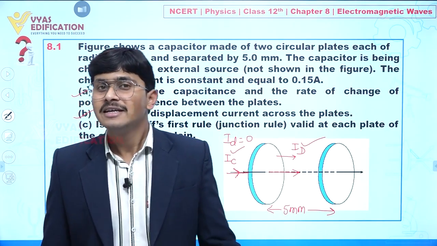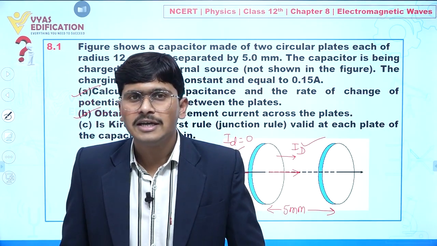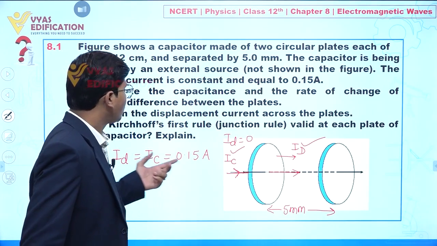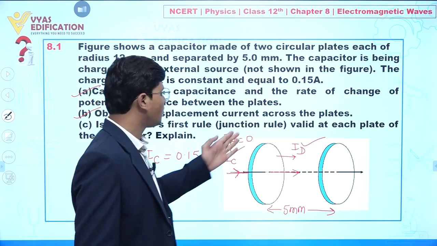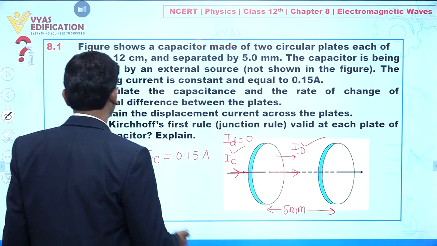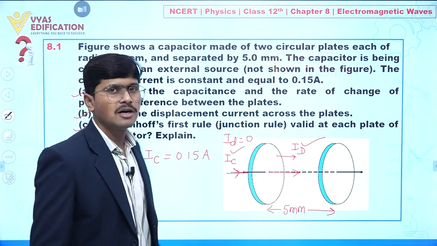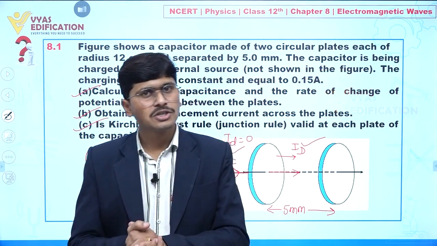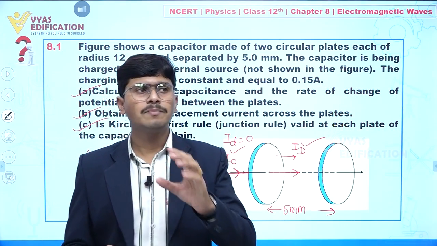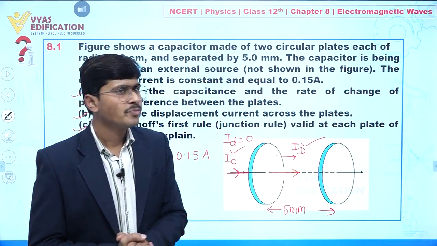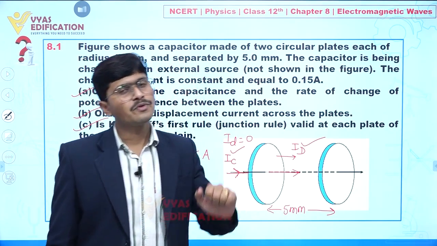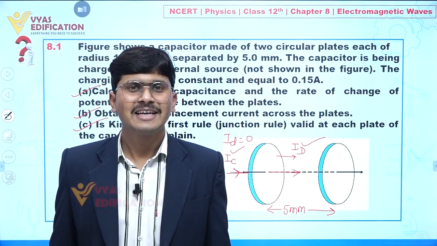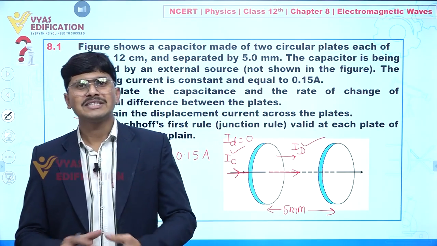It means we can say yes, Kirchhoff's junction rule is valid for each parallel plate of the capacitor, clear. So yes, definitely, we can apply Kirchhoff's junction rule. Kirchhoff's junction rule is actually based on the conservation of charge. Now you can see here the incoming current is equal to the outgoing current, so Kirchhoff's junction law is valid, clear. So this is all about this question, clear.